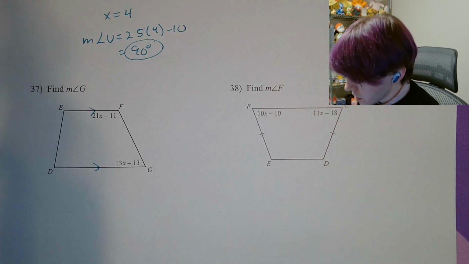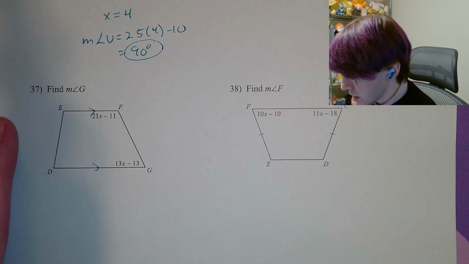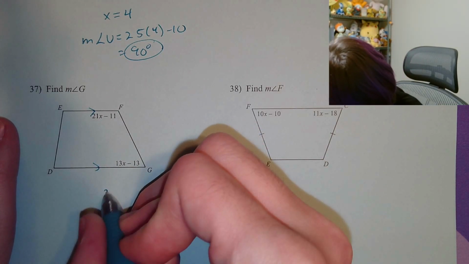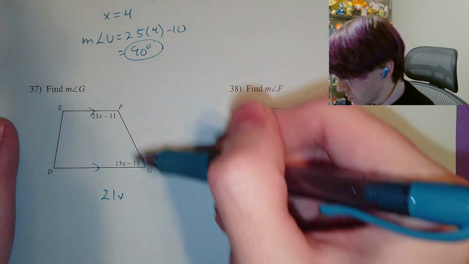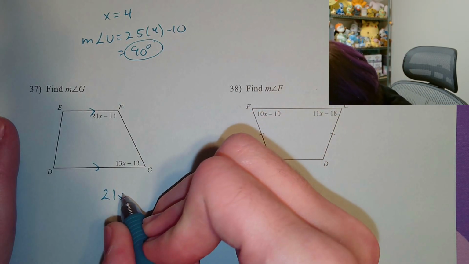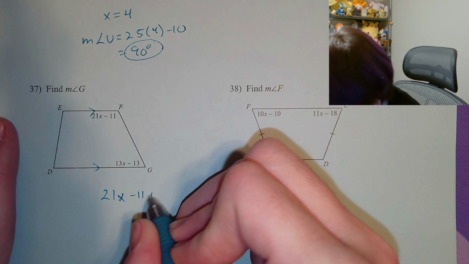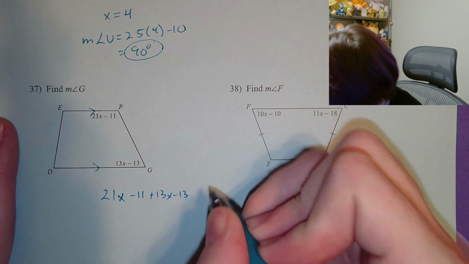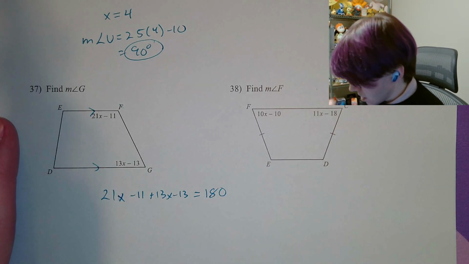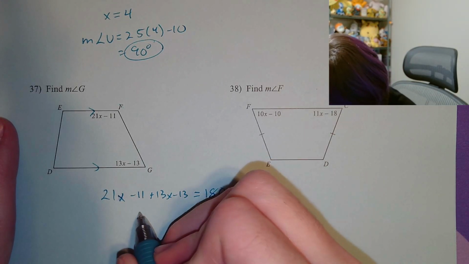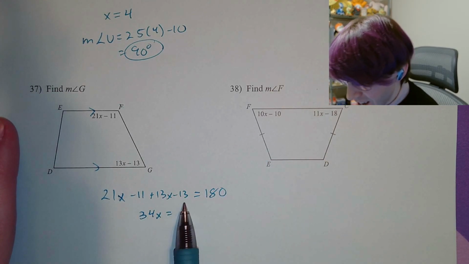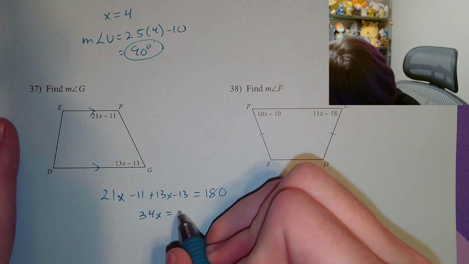The angles that are not on the same parallel line always add up to 180. Well, they're on the same line over here, but the idea is they're same side interior angles. 21x minus 11 plus 13x minus 13 is equal to 180 degrees. And 21 plus 13 is going to be 34. 180, adding 11, adding 13 is going to be 204.